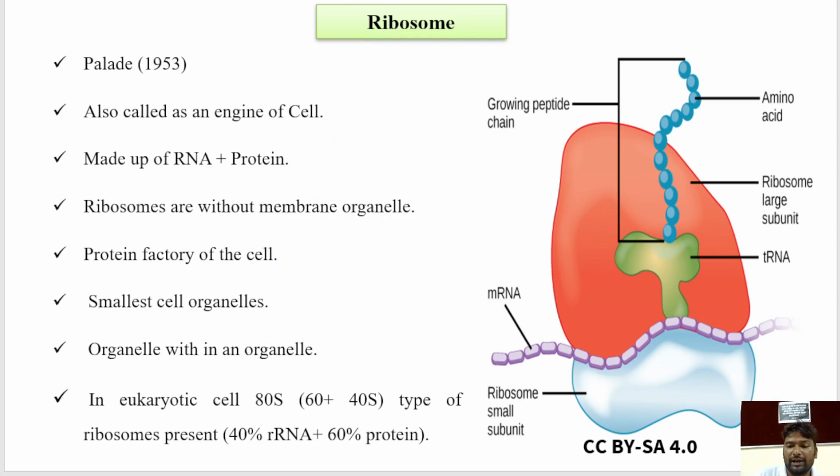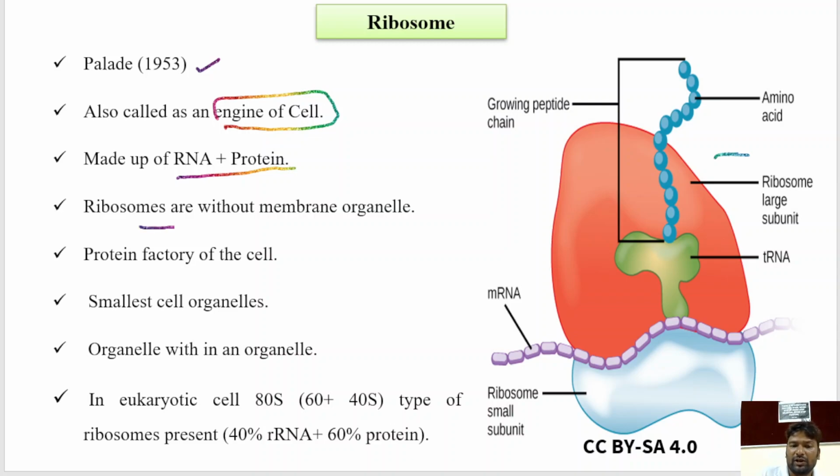Now come to ribosomes. This is the smallest organelle of the cell and was discovered by Palade in 1953. That's why it is called Palade particles. This is the structure of ribosomes. It is also called the engine of the cell, and it is made up of RNA and proteins.